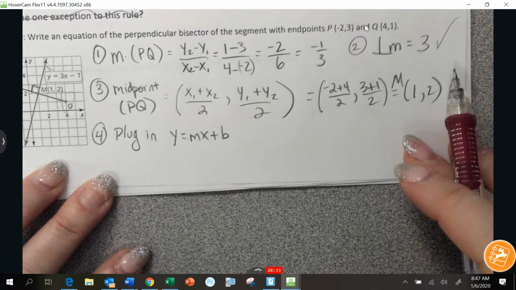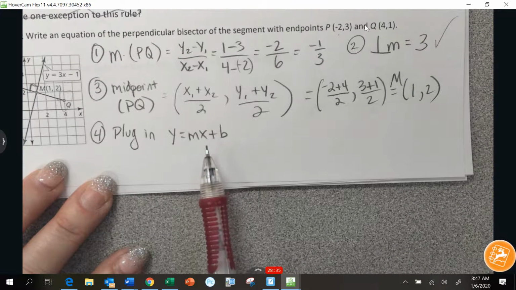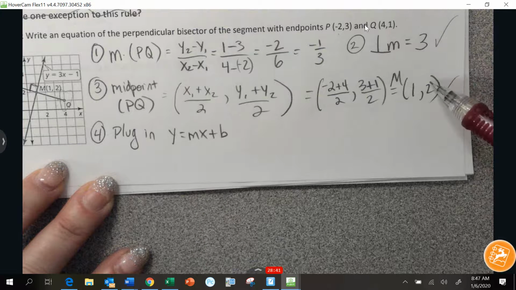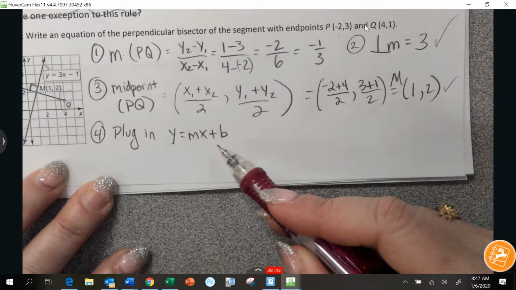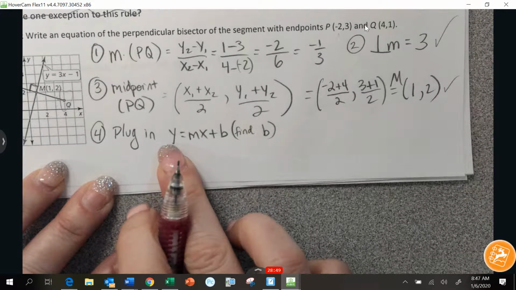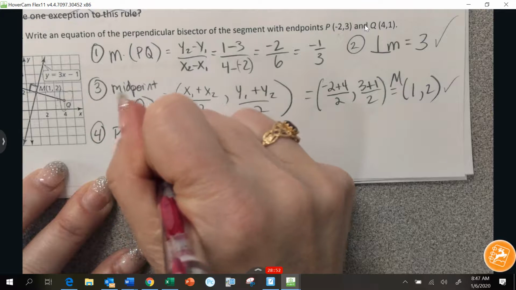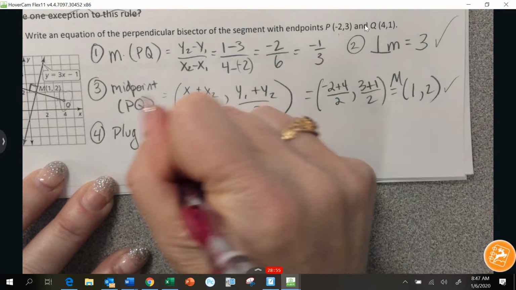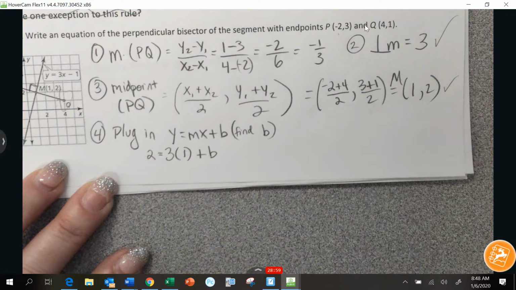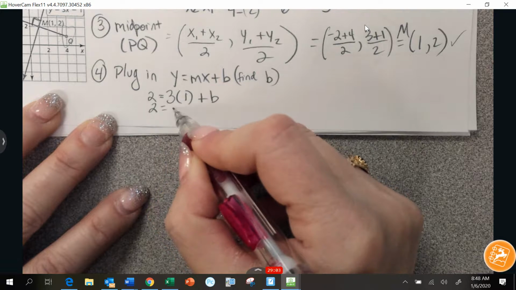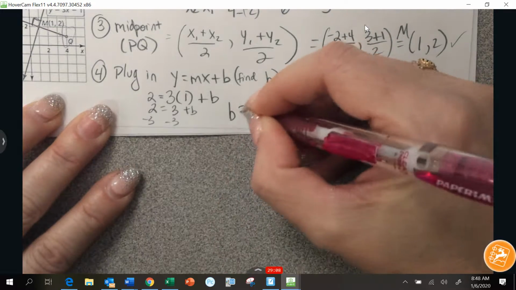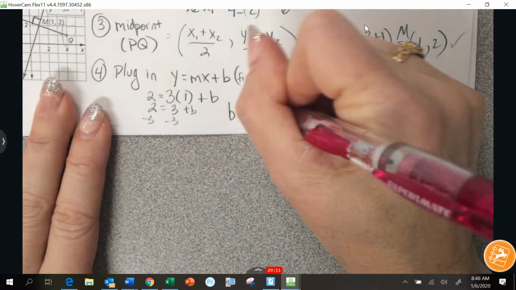Okay, so now we're going to find the equation. We're going to plug all this information into y equals mx plus b. We just need a point and the slope, which we have right here. And then we have to find b. So my y value is 2, my m is 3, and my x value is 1, plus b, which we don't know yet. So I'm going to subtract 3, and I'm going to get b equals -1.